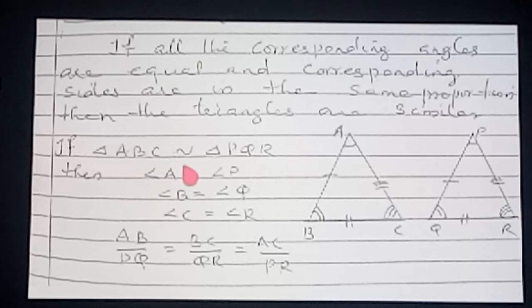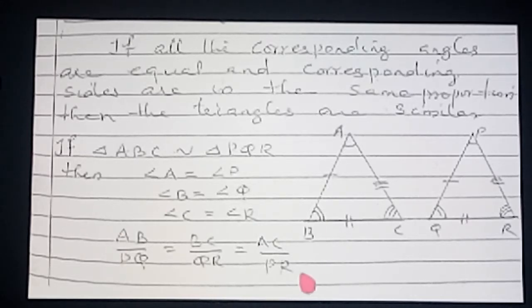But in congruent triangles, what's the difference? All the sides are also congruent. So if all the sides are congruent, what will happen? The ratio of the corresponding sides will always be 1. AB by PQ is 1, BC by QR is 1, AC by PR is 1.